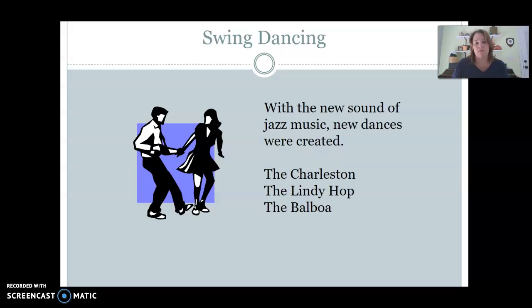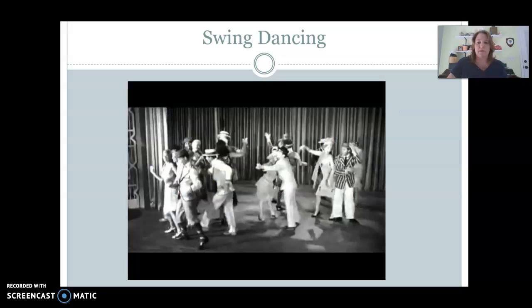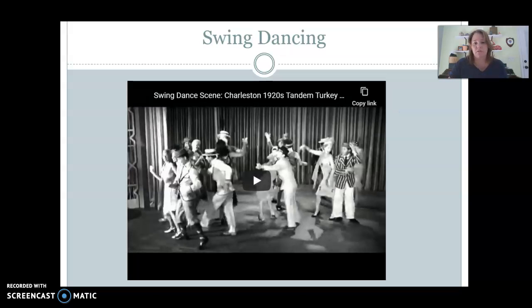So with these new sounds of jazz music, there were new dances that were created. You guys might have heard of swing dancing before. These are a couple of different types of swing dancing: the Charleston, the Lindy Hop, the Balboa. You can watch this video, which is actually from a movie, but it gives you a good idea of what this kind of dance looked like.